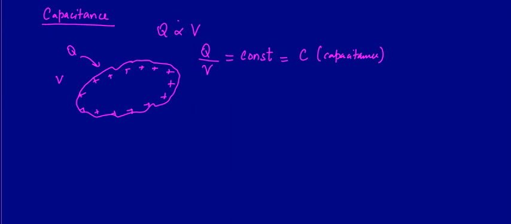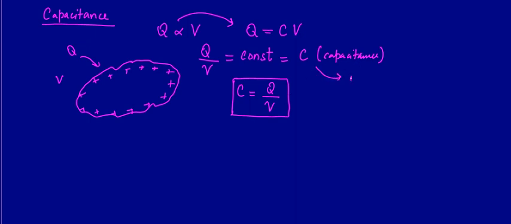When you convert this proportionality into an equation, Q is equal to C times V, then you find that C can be defined as Q divided by V. The capacitance of a conductor is just the ratio of the charge on the conductor to the potential. Now this constant becomes independent of both Q and V. Why? Because if you increase the charge, the potential increases proportionally, but the ratio, which is the capacitance, remains constant.